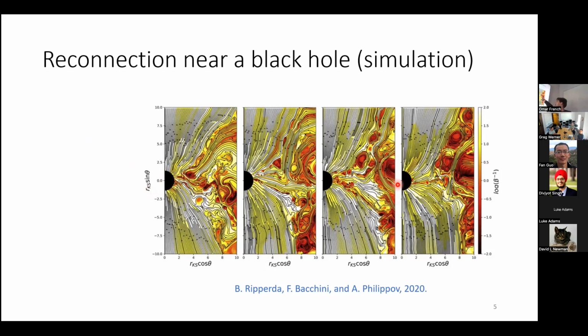As you can see next to the black hole, there's an opposing field structure that turns as you proceed down in R sine theta.